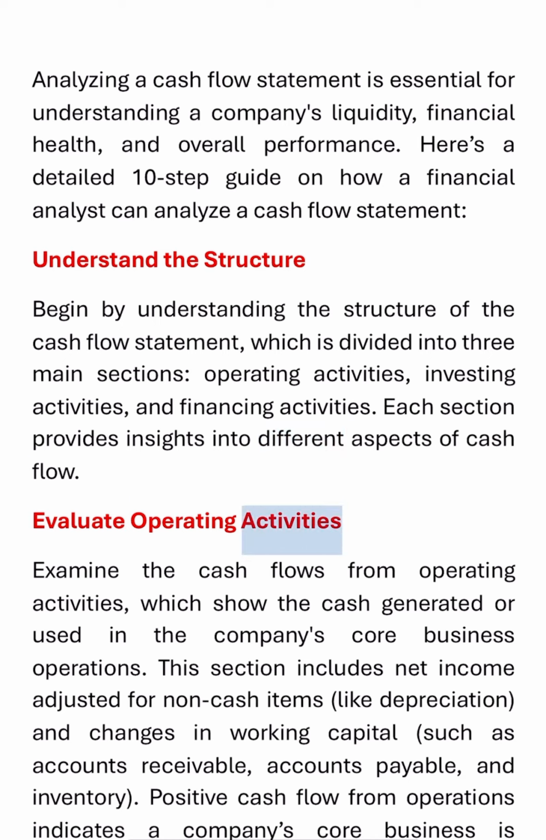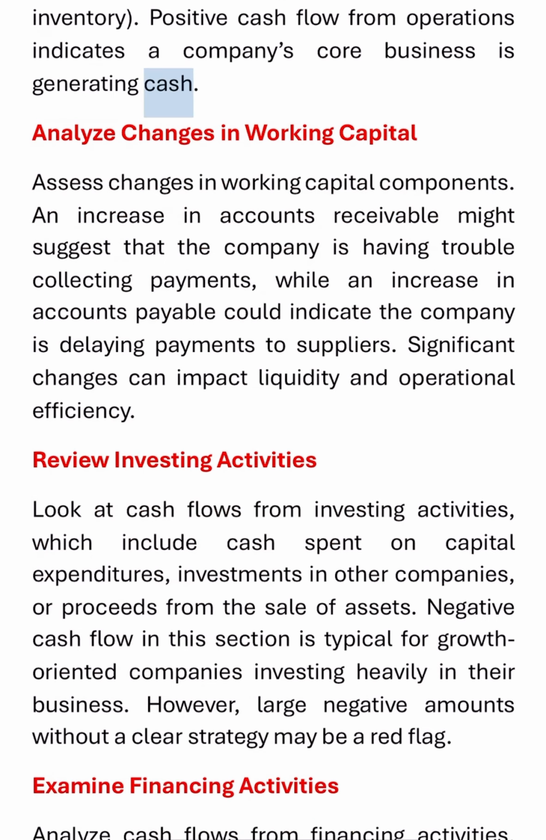Evaluate operating activities. Examine the cash flows from operating activities, which show the cash generated or used in the company's core business operations. This section includes net income adjusted for non-cash items, like depreciation, and changes in working capital, such as accounts receivable, accounts payable, and inventory. Positive cash flow from operations indicates a company's core business is generating cash.